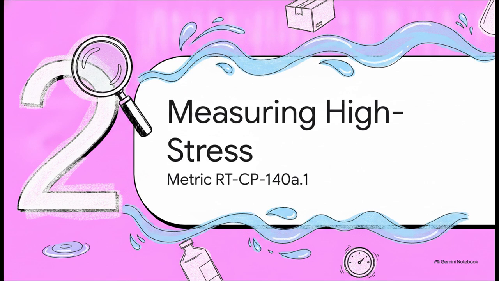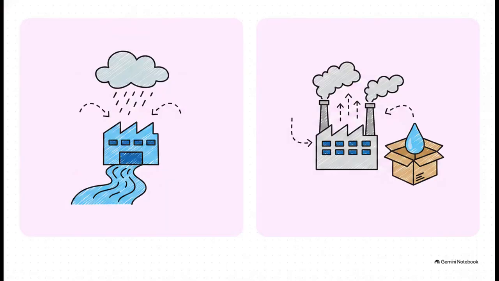Moving right along to Section 2, measuring high-stress water. Let's decode metric RT-CP 140A.1. Under Metric 140A-1, the focus is purely on the quantitative measurement of water usage. Before a company can mitigate risk, they have to know exactly what they're actually using. But there's a really vital accounting distinction to keep in mind here. Water withdrawn means the total amount taken from sources, whether that's a local river, groundwater, rainwater, or the municipal supply. Water consumed, on the other hand, strictly means water that evaporated during cooling, went physically into the product, or simply didn't make it back to its original source.